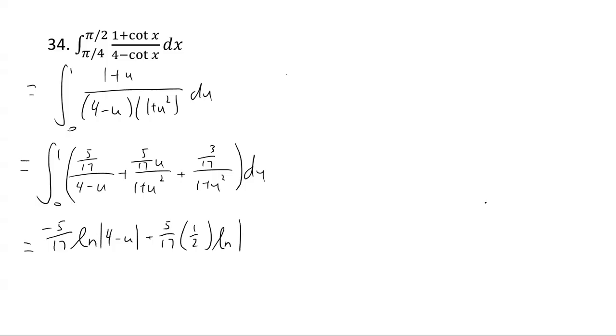I'll check right away by differentiating. Don't you worry, I'll double check. Natural log of 1 plus u squared. Okay, let me double check right now. Derivative of natural log, 1 over 1 plus u squared times 2u. The 2 and this half cancel. I have left u and then the 5 over 17 still there. Yep, there we go. Okay, plus, this is the arctangent, 3 over 17 arctangent of u. Evaluate this whole thing from 0 to 1.